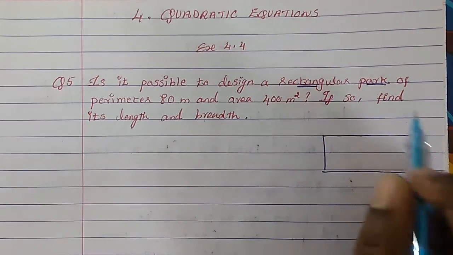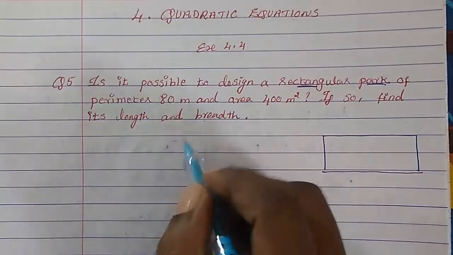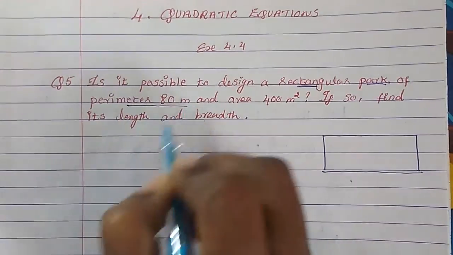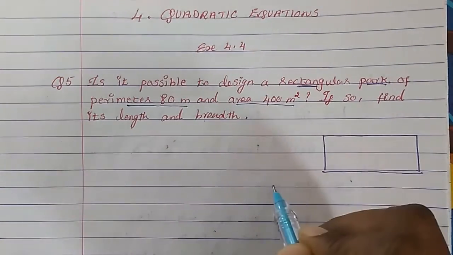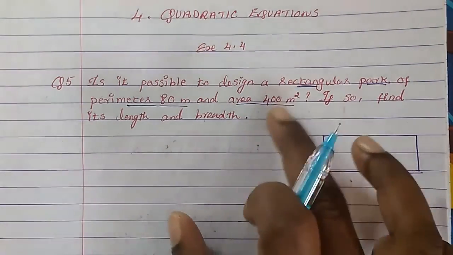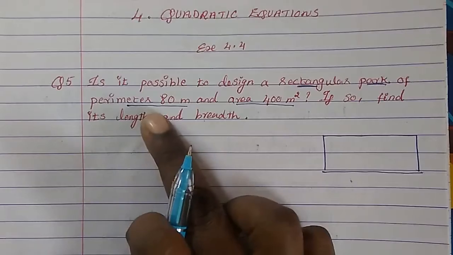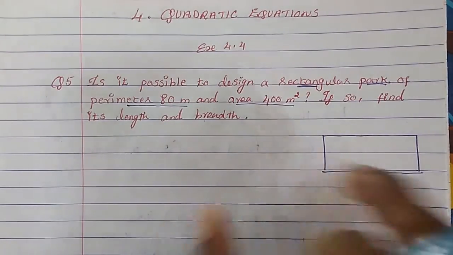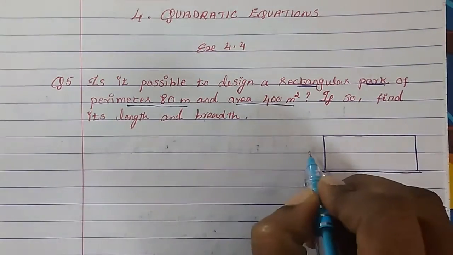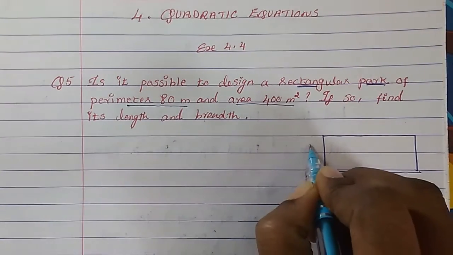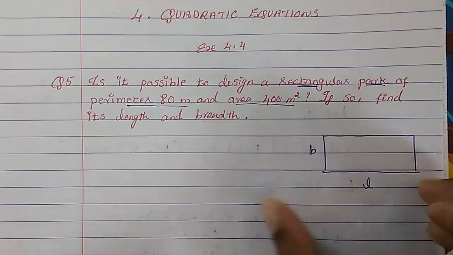So there is a rectangular park whose perimeter is given to us. Perimeter is 80 meter, area is 400 meter square. So is it possible when perimeter is this much and area is this much? If it is yes, then we have to find length and breadth. So consider this is your breadth and this is your length.